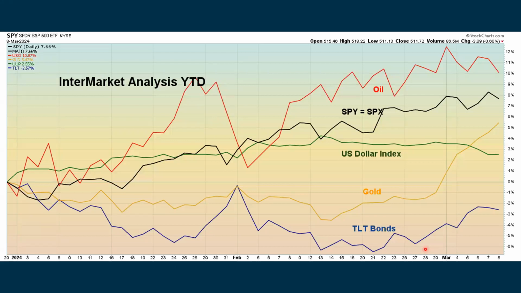Here's an intermarket analysis chart going back to the beginning of 2024, showing how oil has been doing the best, followed by stocks, then gold, then the dollar. But bonds based on price are still negative on the year.